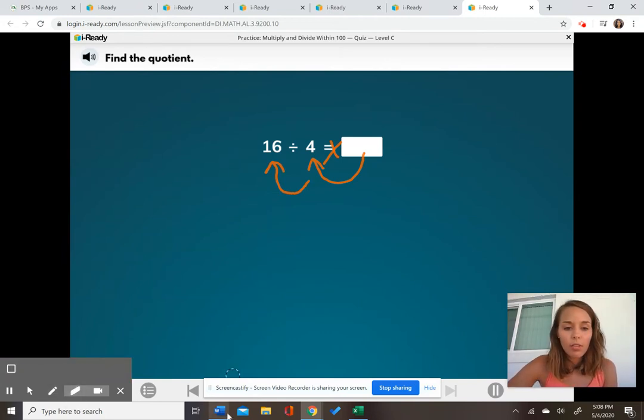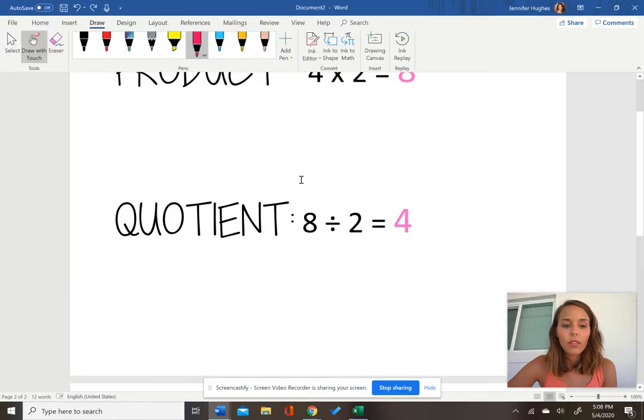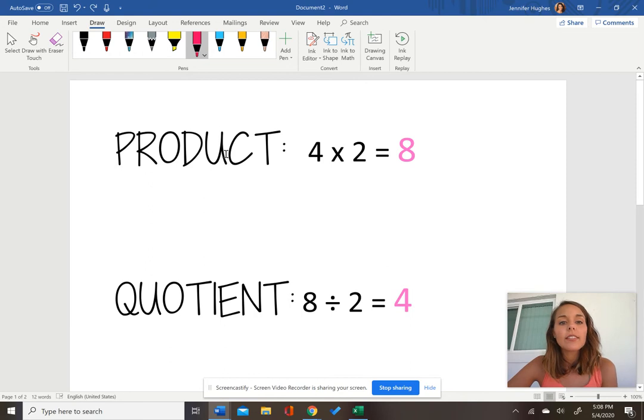Here is why, and I made a little chart for you. Anything that is a product is the answer to a multiplication question. So in this case, 4 times 2 is 8. 8 is the product here. It's the answer to a multiplication question. The quotient, which is how you pronounce that, is the answer to a division problem.